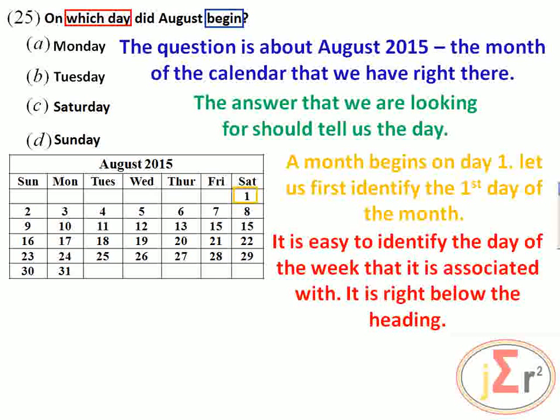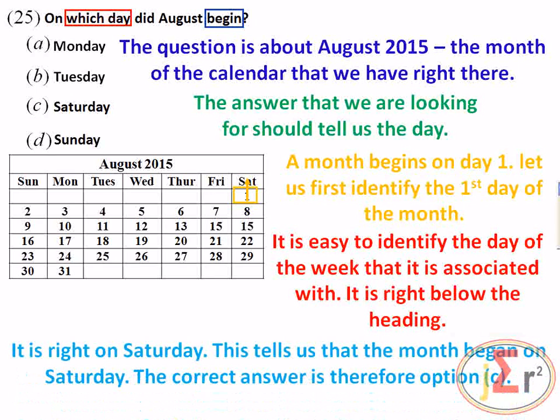It is easy to identify the day of the week that is associated with day 1. It is right below the heading. So day 1 is right below the heading that tells us the day of the week that we are in. It is right on Saturday. This tells us that the month began on Saturday. The correct answer is therefore option C.